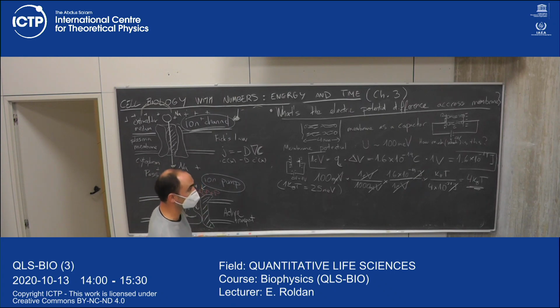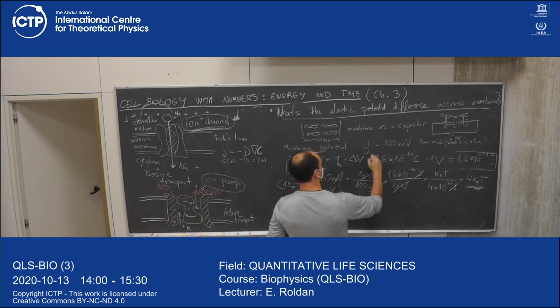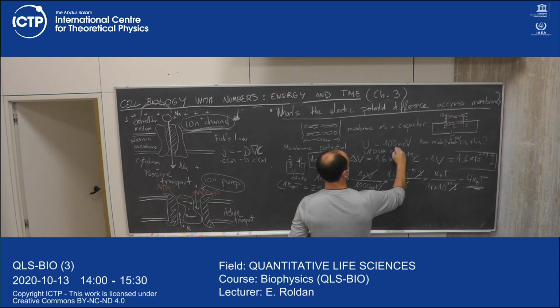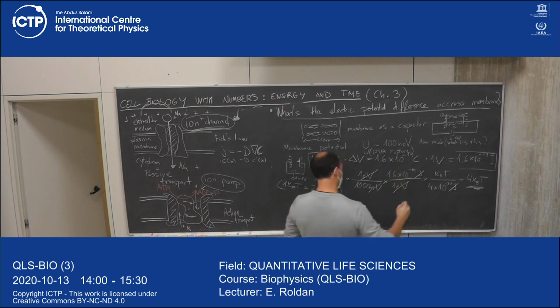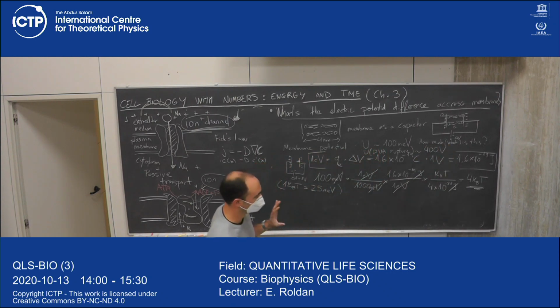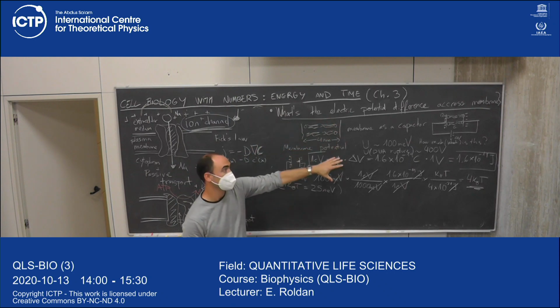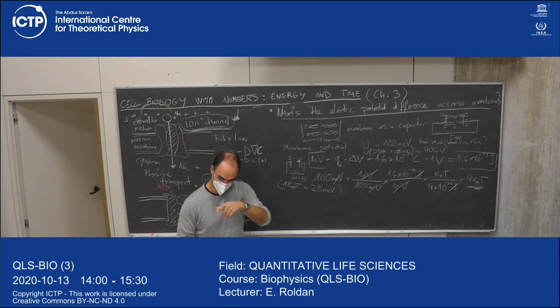And to give you an idea of how big this is, the electrostatic energy for DNA rupture, to break DNA, is much higher. So this is of the order of 400 volts. Okay, so the energy that is here in the membrane is much less than the energy needed to break the DNA.